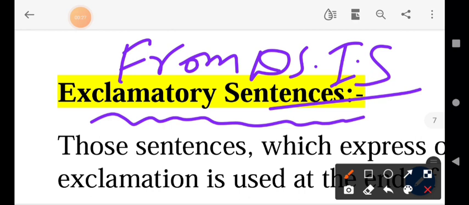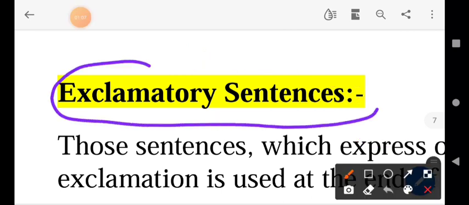Do you know, my dear students, already I have explained different kinds of sentences in the English language. There are mainly 4 kinds of sentences. They are assertive, interrogative, imperative, exclamatory sentences based on the function or purpose. Here today, how to change exclamatory sentences from direct speech to indirect speech or reported speech.